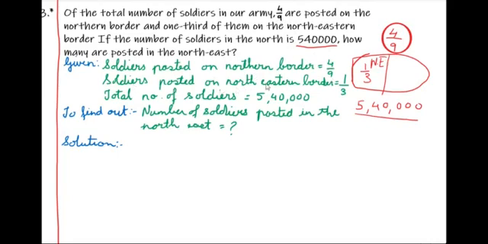Next, soldiers posted on the northeastern border. Northeastern border, how many? 1/3. That is equal to 1 upon 3. And then they have given the number of soldiers. So, total number of soldiers is equal to 5,40,000. Now, what we have to find out? To find out the number of soldiers posted in the northeast. So, this is the number of soldiers posted in the north. From that, this is the northeast. So, how have they given? We have to find out 1 upon 3 part of the total number of soldiers. Yes or no? That means 1 upon 3 into 5,40,000.